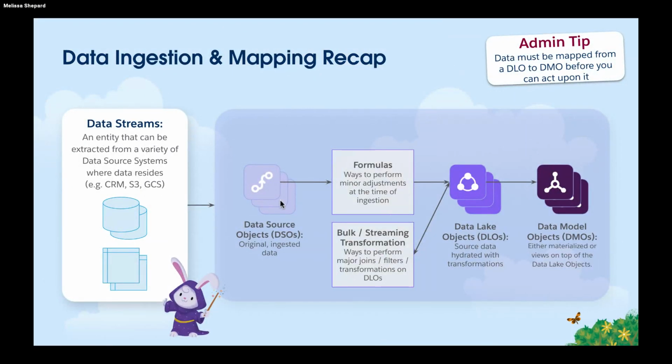So a little bit of a recap of how this all works. So you create your data streams. Those are created when you connect to your data sources. Then once you bring the data in from the data streams, this is where your data source object is created. And then this automatically creates your data lake object. And then from there, you're going to map your data lake object to your data model. And that data model object is the finalized version of how you want to see your data within Data Cloud. It's your materialized or your view on top of your data lake objects is really what it is.